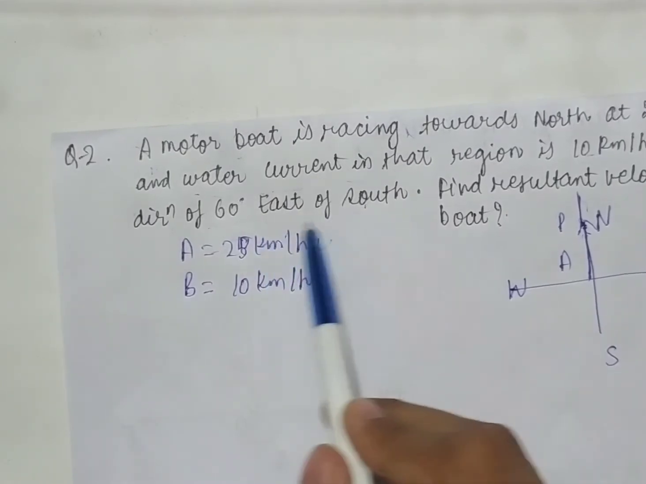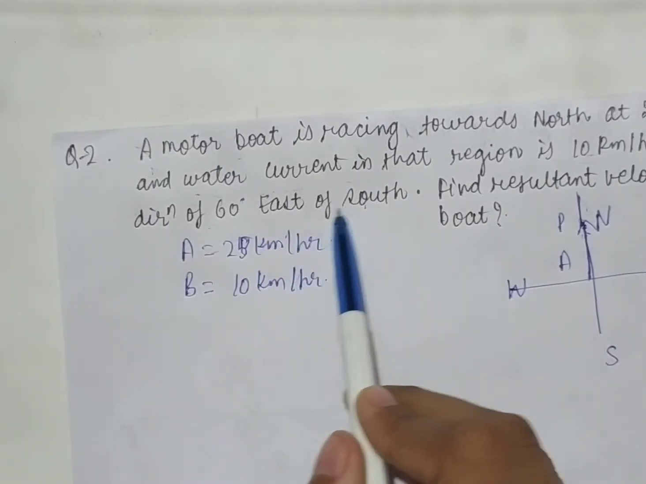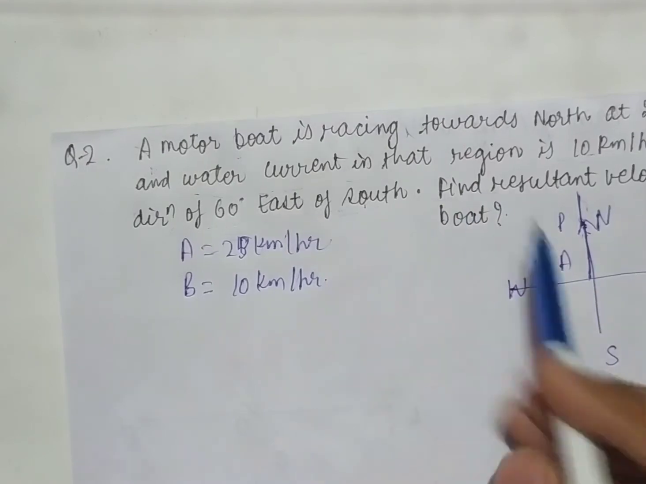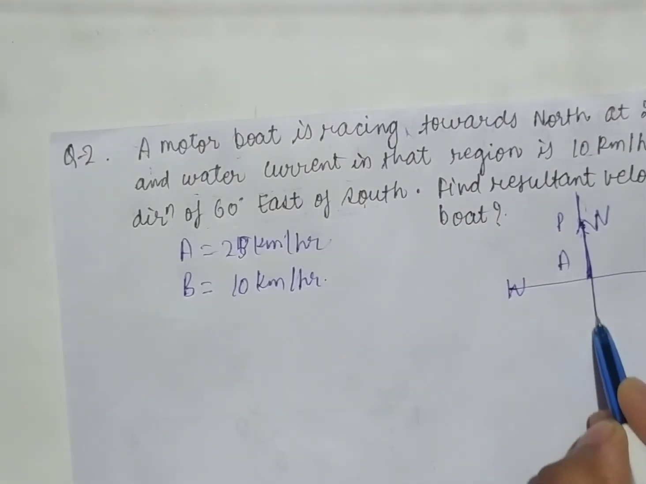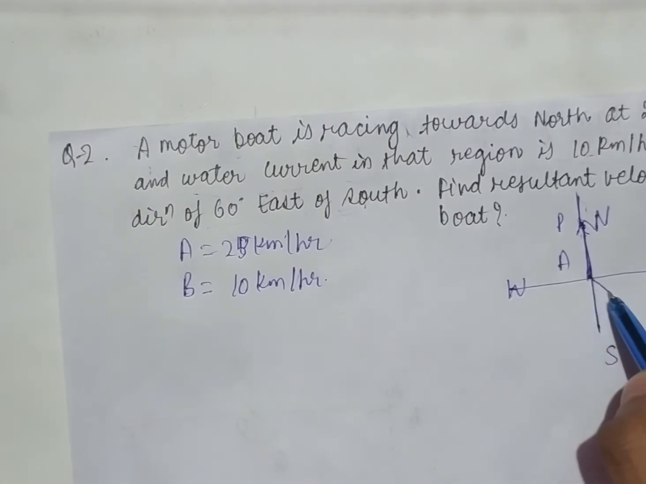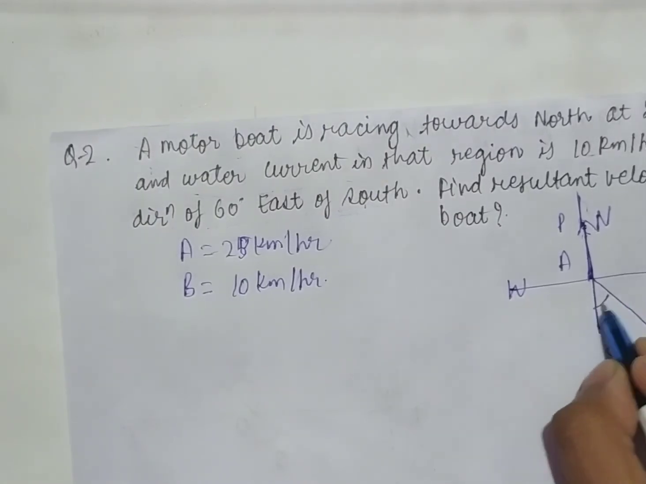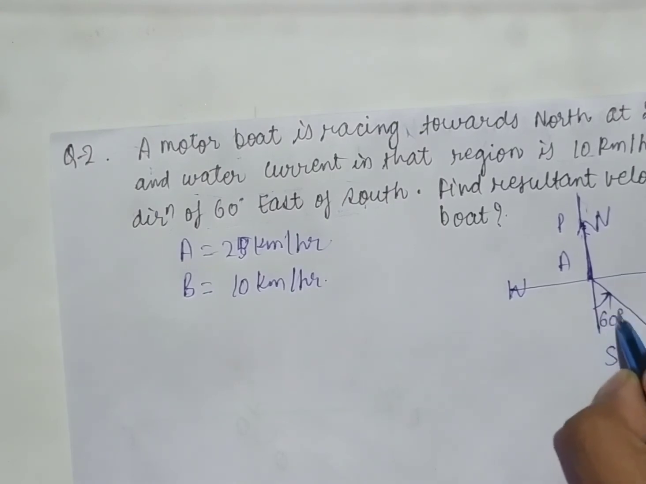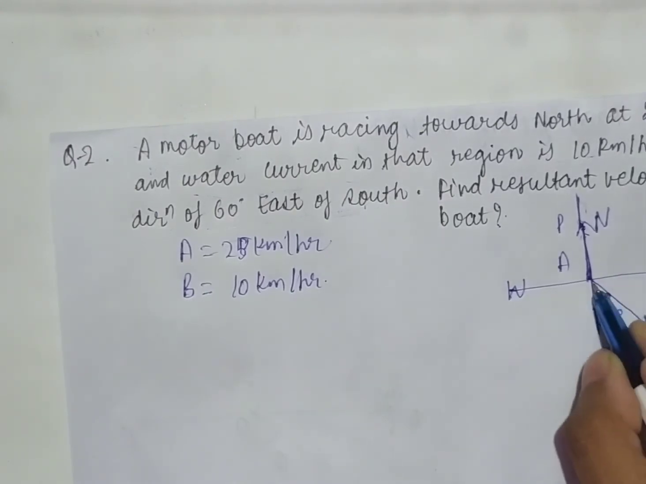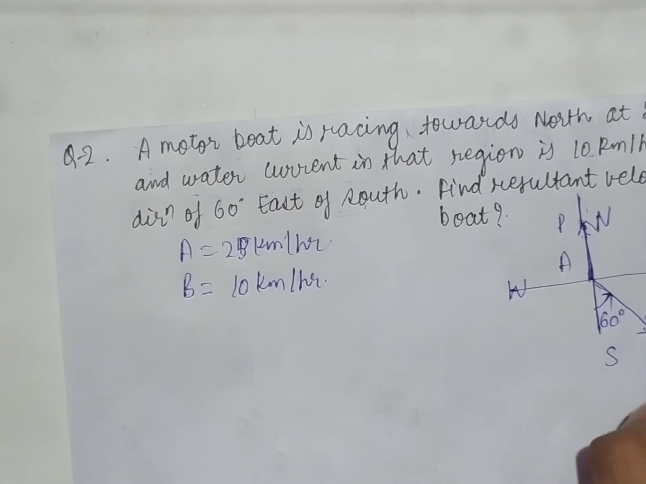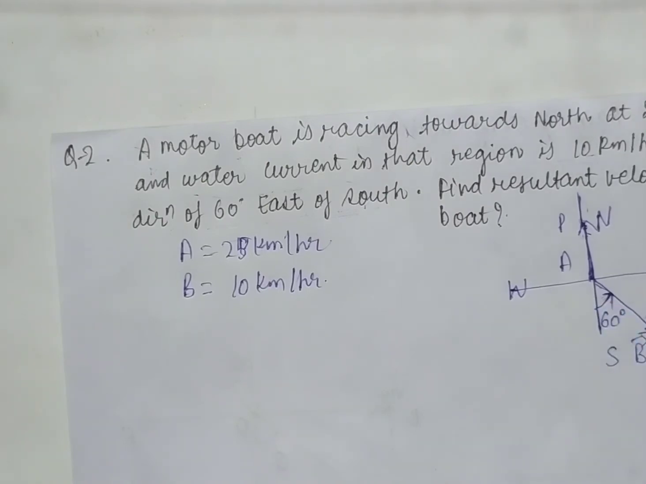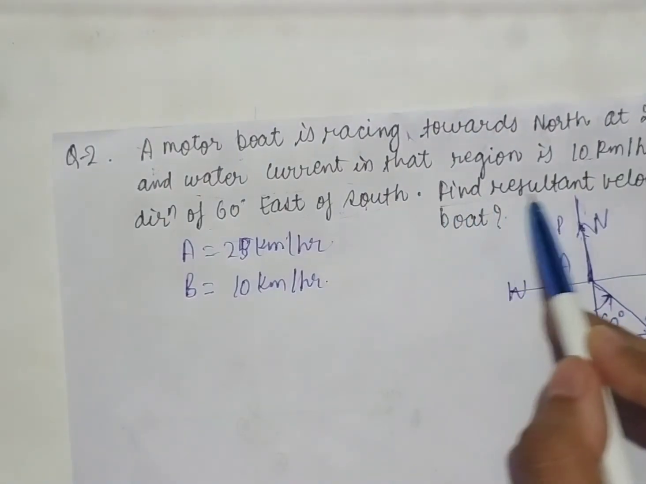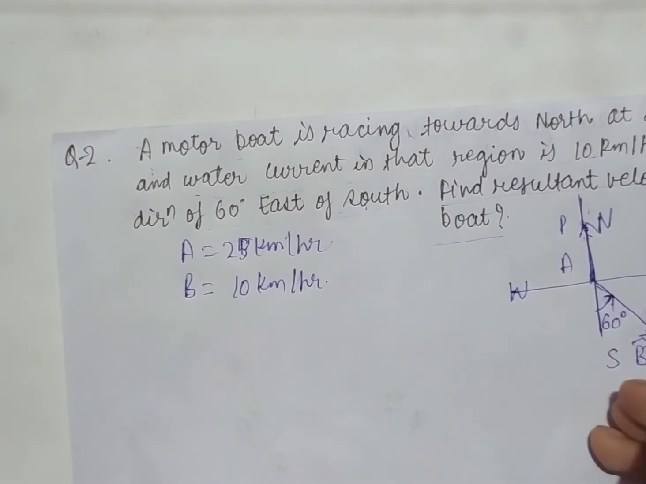East of south, this direction is given with respect to the motor boat. So east of south is this, and the angle given is 60 degrees. We have considered this vector as B, and this is 60 degrees, and what we have to find is the resultant velocity of the boat.